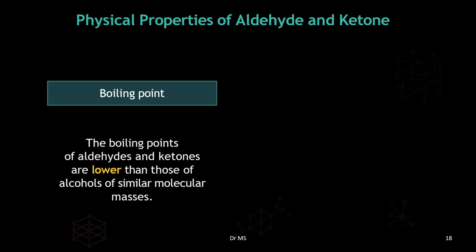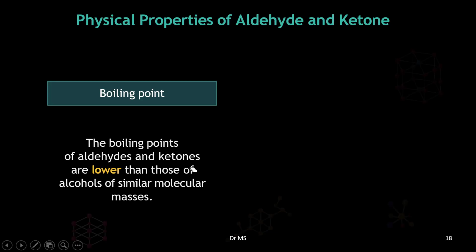Next one. The boiling points of aldehydes and ketones are lower than those of the alcohols. Okay. Why? What is the reason? We said that the boiling point for aldehydes and ketones is more than the alkanes, alkynes, and ethers. Yes or no? Whereas here, the boiling point for aldehydes and ketones is less than the alcohols. Why do alcohols have a higher boiling point compared to these?